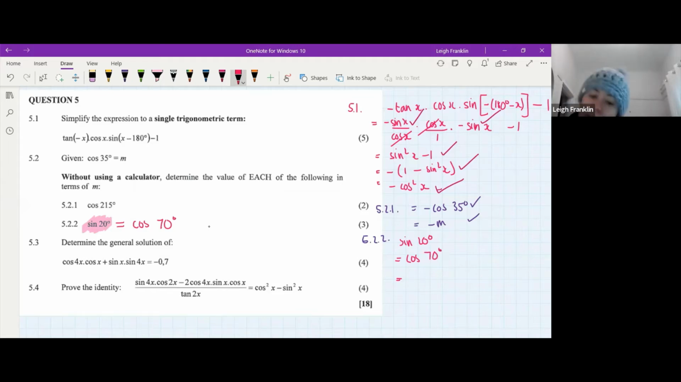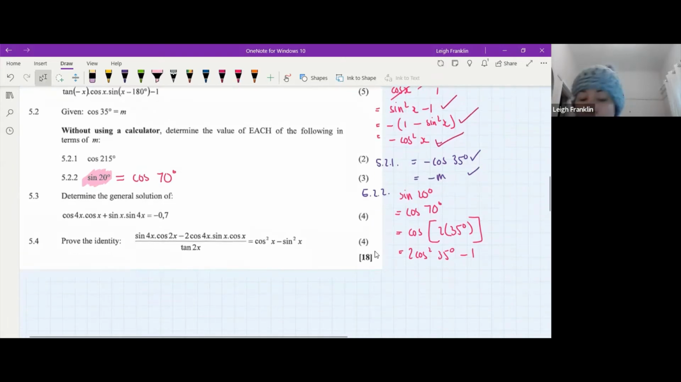That means that it is 2 times 35. You don't have to write this line, but this is where it comes from. Then I wouldn't worry about sine or anything like that because I'm working in terms of cos here. So I would go straight to 2 cos squared 35 minus 1, your double angle cosine identity, or at least one of them anyway. And then I would sub in. So cos 35 is M, so cos squared 35 must be M squared, giving 2M squared minus 1, like so.